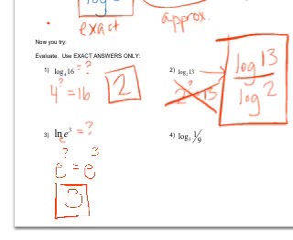This is actually in a couple of days going to be a property that we talk about. If you see two of the same thing with a log or a natural log, it doesn't matter. You can just kind of cross that off and your answer is whatever's left over. But we're going to talk about that later.